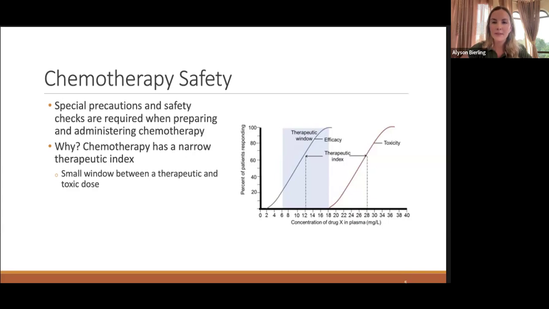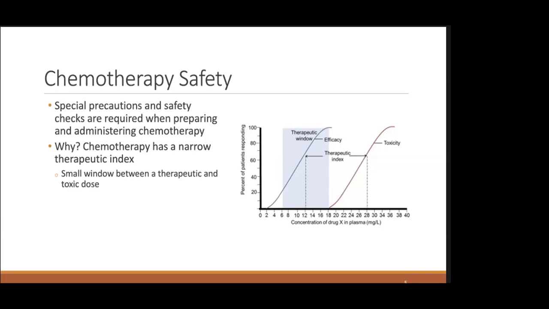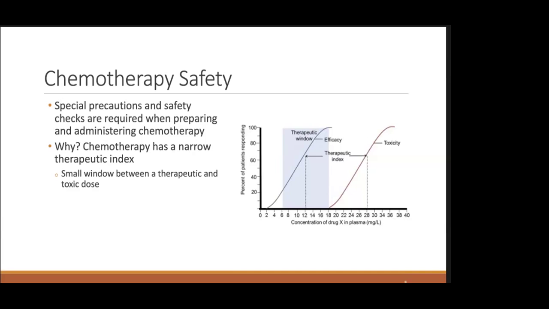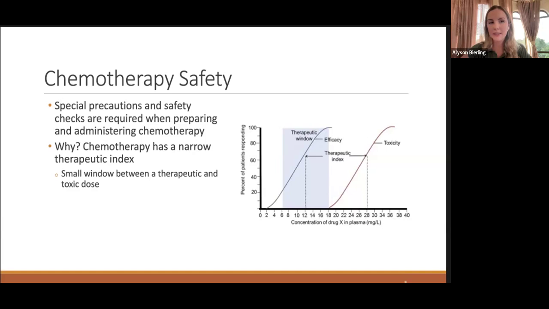So going back to the example of antibiotics, the therapeutic index of a drug like ceftriaxone would be a lot wider than a chemotherapy drug like cyclophosphamide. So we know that if we give too much cyclophosphamide to a patient, they're going to suffer from significant toxicity, side effects, even death. But if you give too little cyclophosphamide, if the patient doesn't receive enough, then we're not going to kill the cancer cells that we're trying to get rid of. So it's really important that we are doing all of these precautions and safety checks that we're going to discuss to ensure that patients are receiving the correct dose.